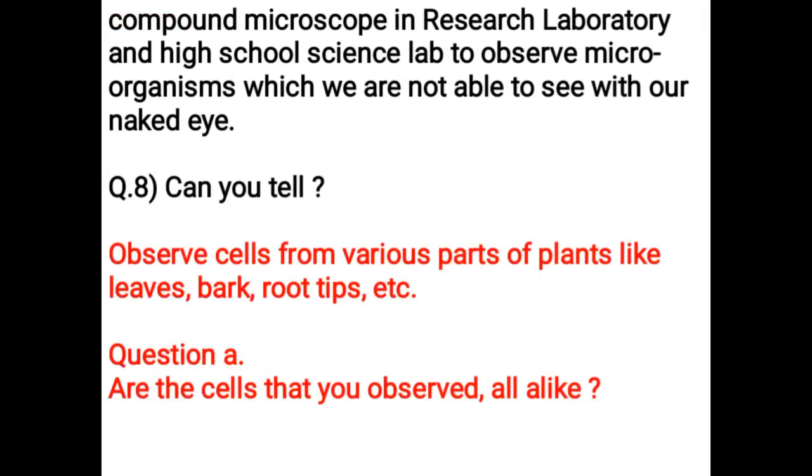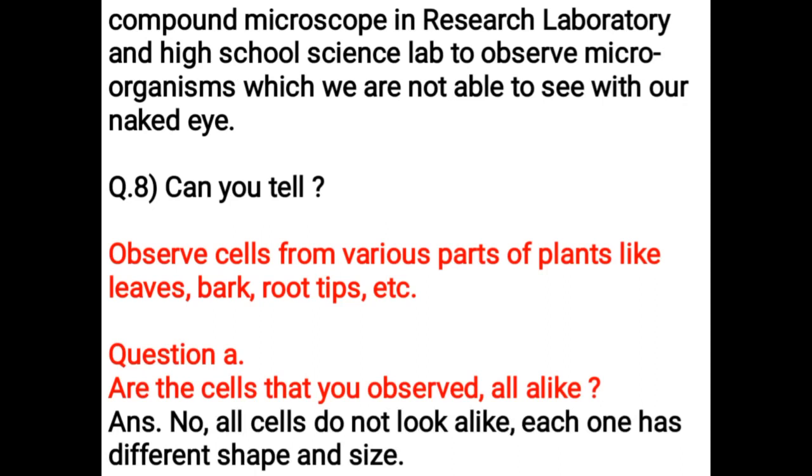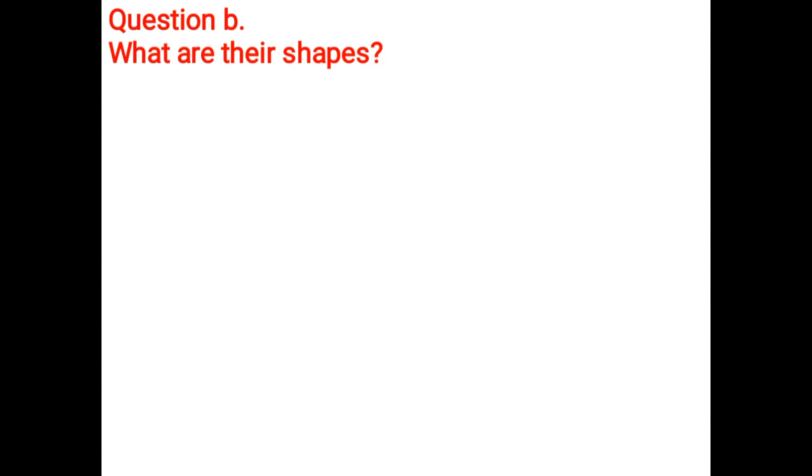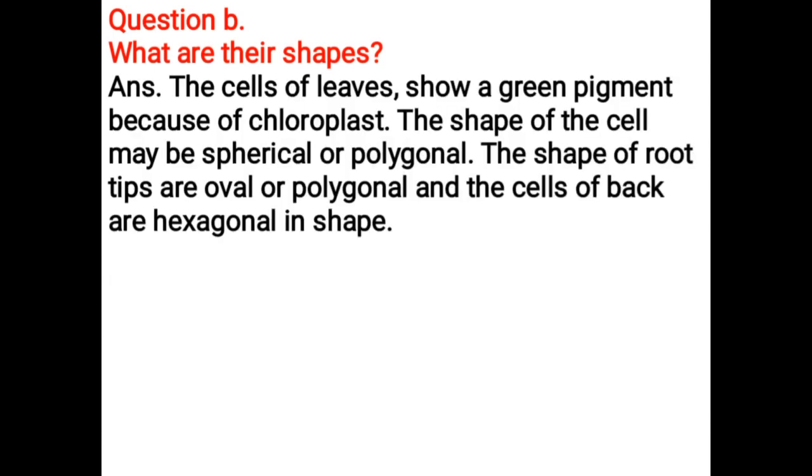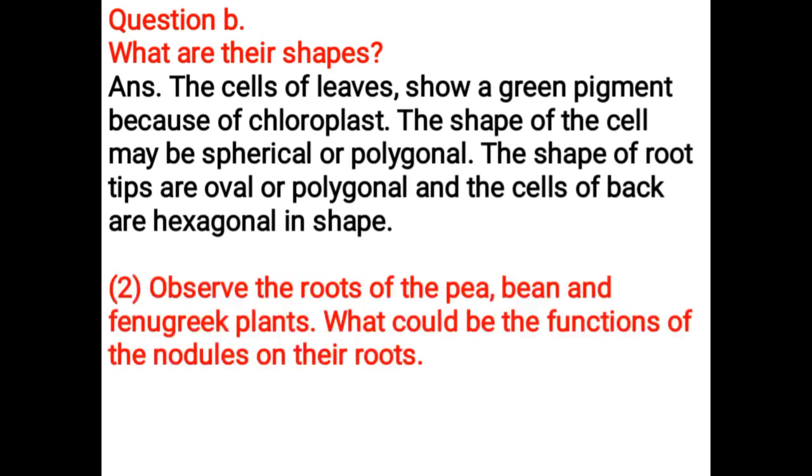Can you tell? Observe cells from various parts of plants like leaves, bark, root tips, etc. Question A. Are the cells that you observed all alike? No. All cells do not look alike. Each one has different shape and size. Question B. What are their shapes? The cells of leaves show a green pigment because of chloroplast. The shape of the cell may be spherical or polygonal. The shape of root tips are oval or polygonal, and the cells of bark are hexagonal in shape.